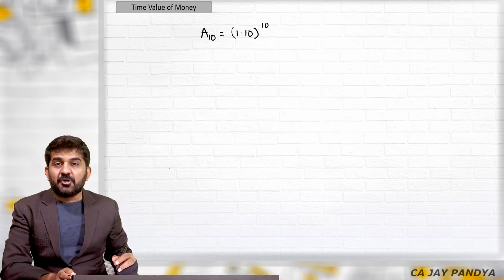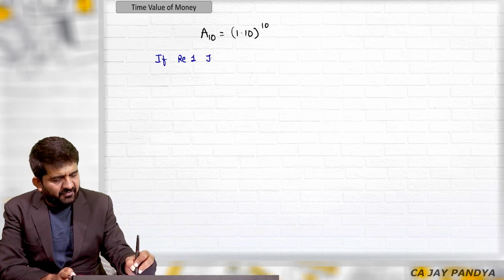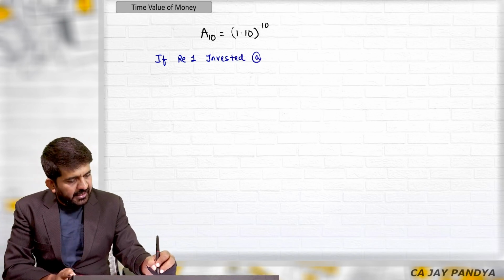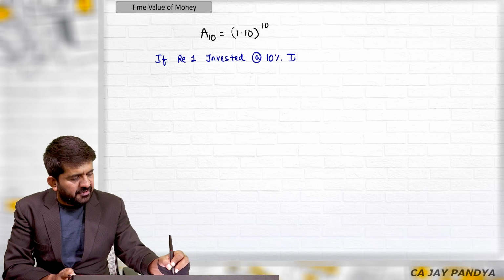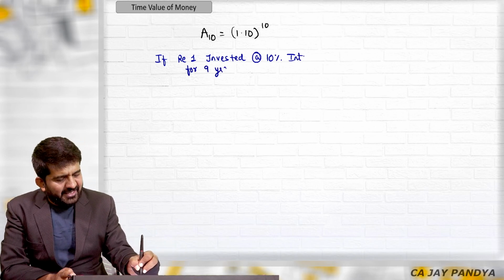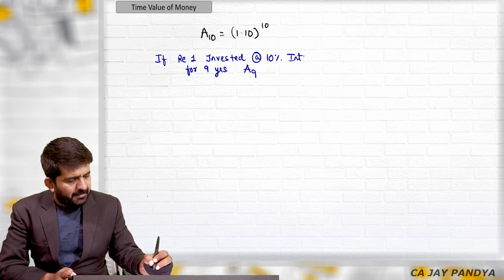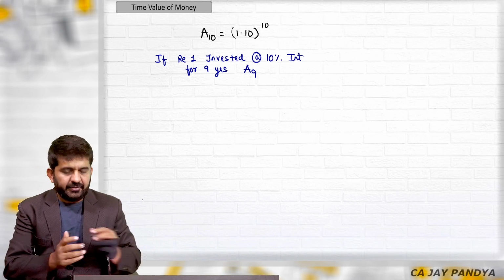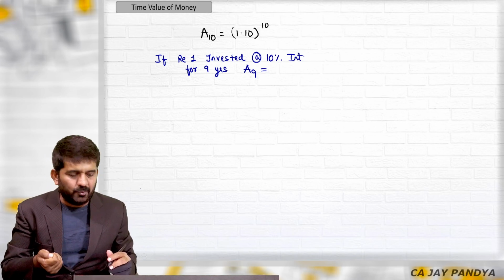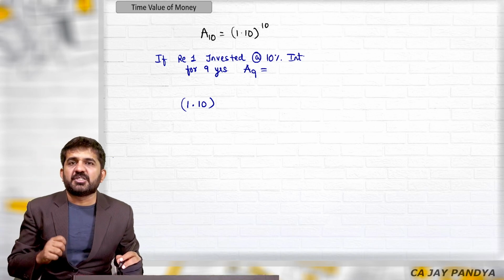Let me convert it into formula. If rupee 1 is invested at the rate of 10% interest for 9 years, what will be amount after 9th year? I want to find out. I have told you it is 1.10. What is 1.10? It is 1 plus I.